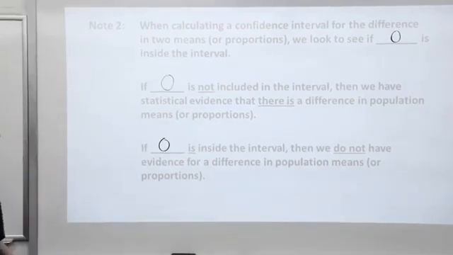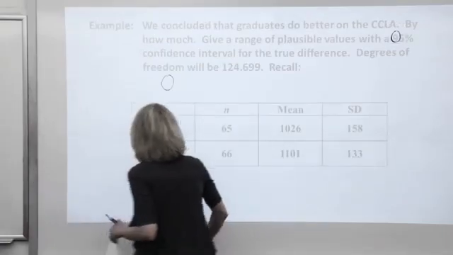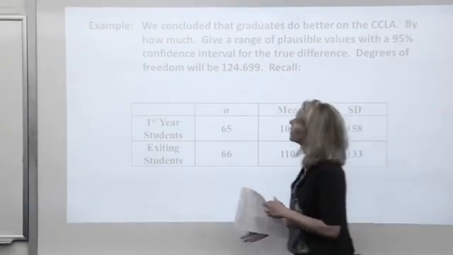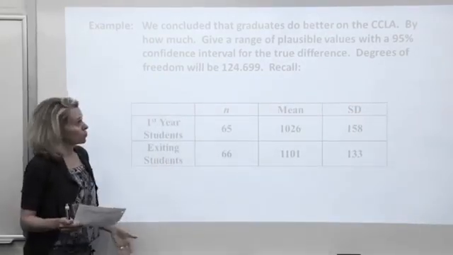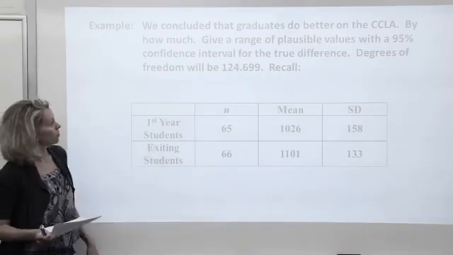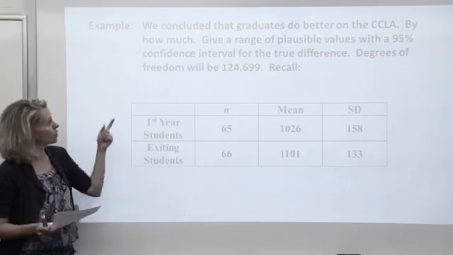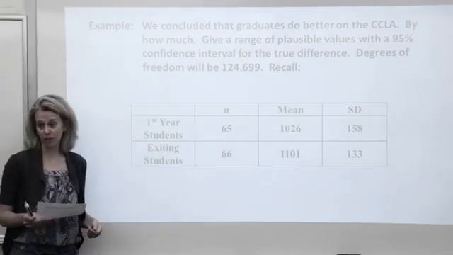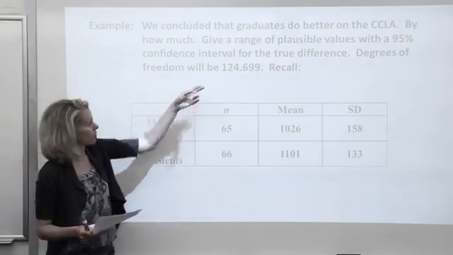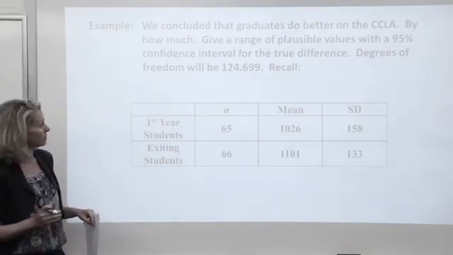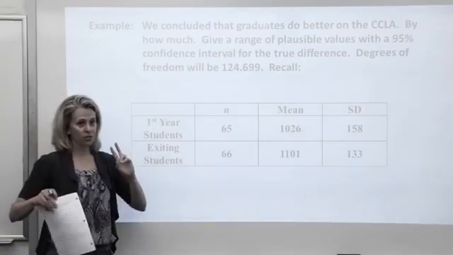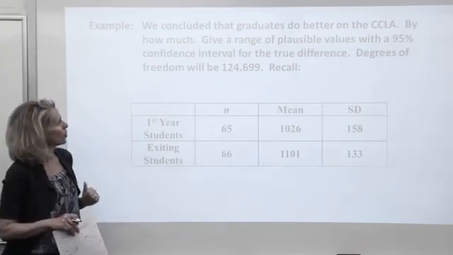All right, now let's do a couple of examples. Continuing with the example that Joe did in the last video on the CCLA results. We concluded that graduates do better on the CCLA test, but by how much? So give a range of plausible values with a 95% confidence interval for the true difference. Degrees of freedom are given as 124.699. Okay, so we have two sets of information that are independent samples.